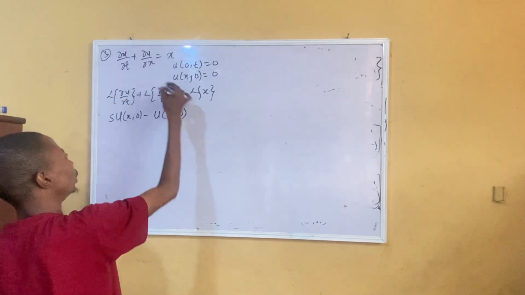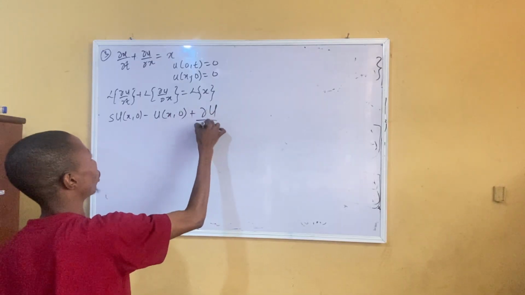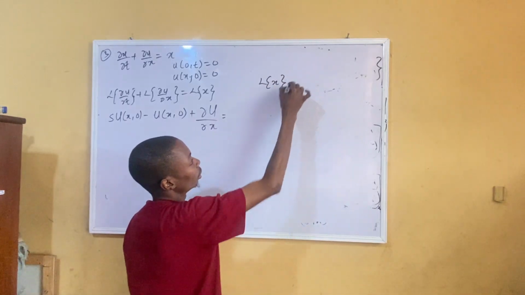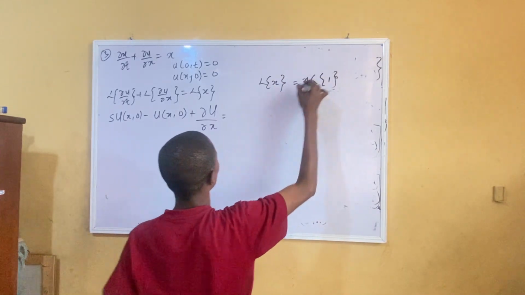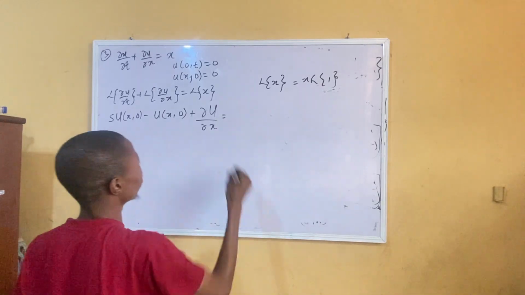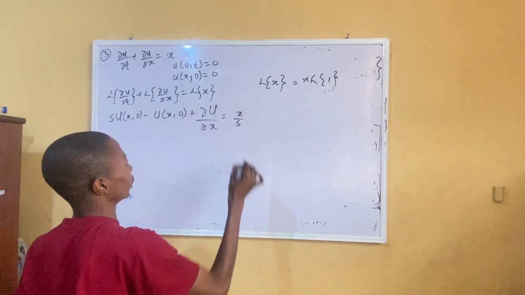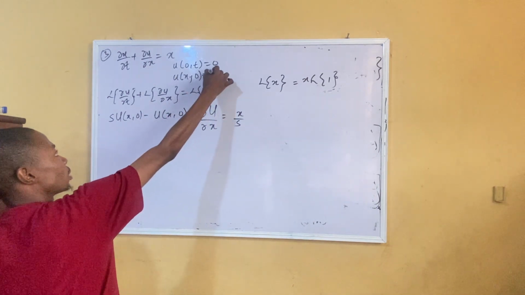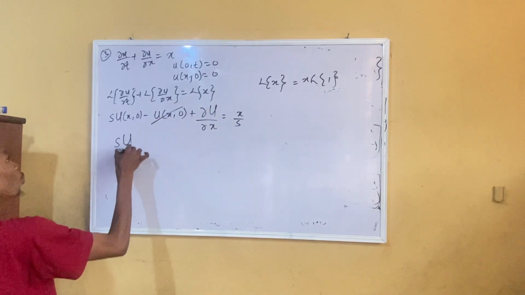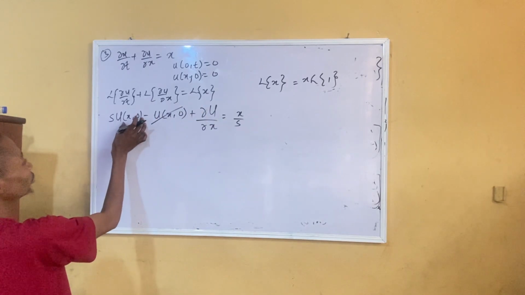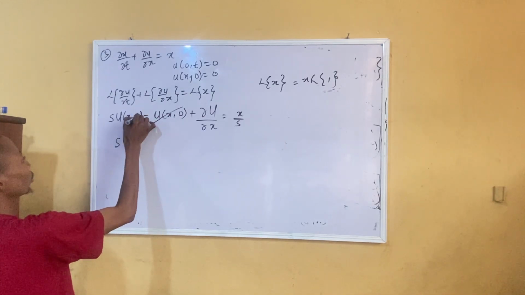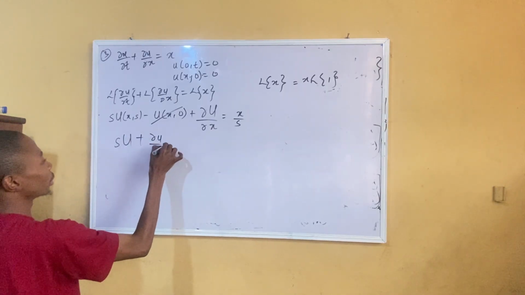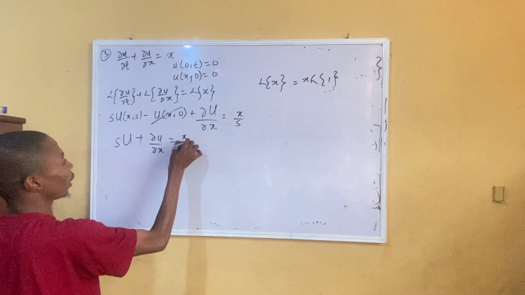So the Laplace of du dx, let's say that one is just dU dx. x is a constant, and we are taking the Laplace with respect to time, so we take that x outside and take the Laplace of 1. The Laplace of 1 is 1 over s, so this will be x over s. Now what is u of x comma 0? It is 0. So this will be sU of x comma s, so sU plus dU dx equals x over s, right?